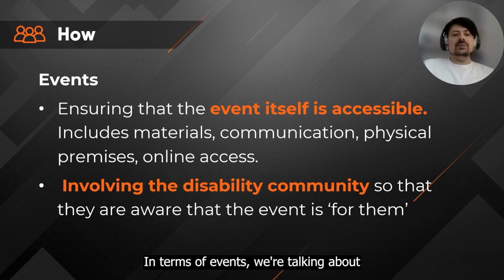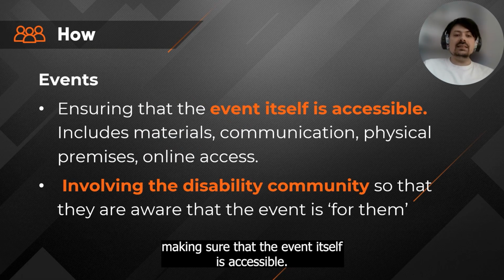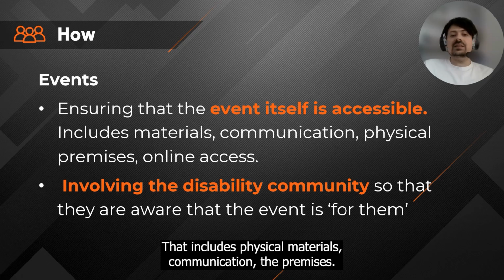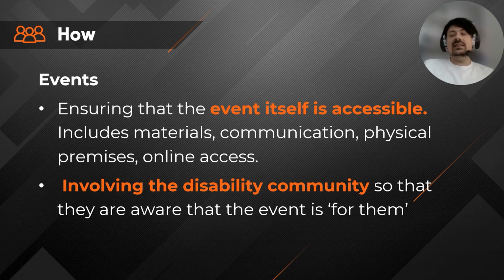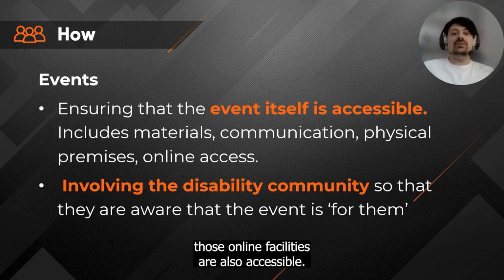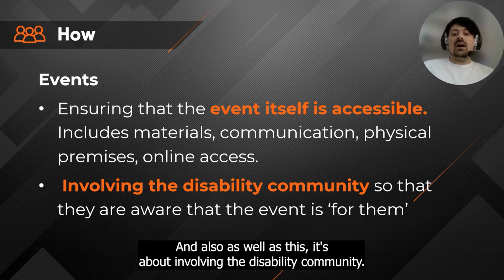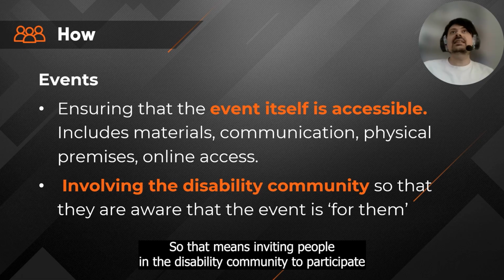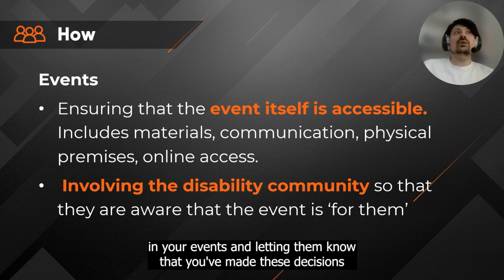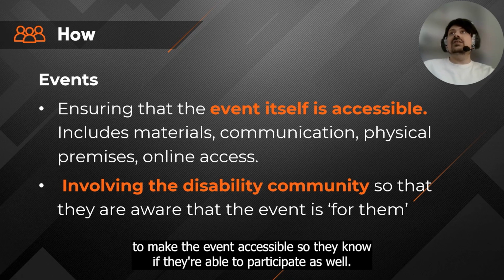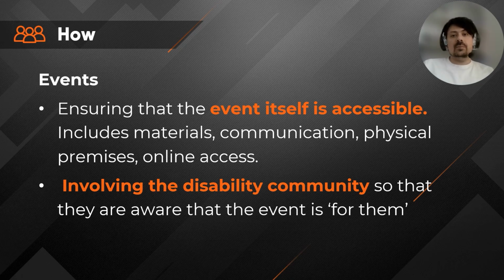In terms of events, we're talking about making sure that the event itself is accessible. That includes physical materials, communication, the premises. Also, if there's online access, making sure those online facilities are also accessible. And also, as well as this, it's about involving the disability community. So that means inviting people in the disability community to participate in your events and letting them know that you've made these decisions to make the event accessible so they know if they're able to participate as well.